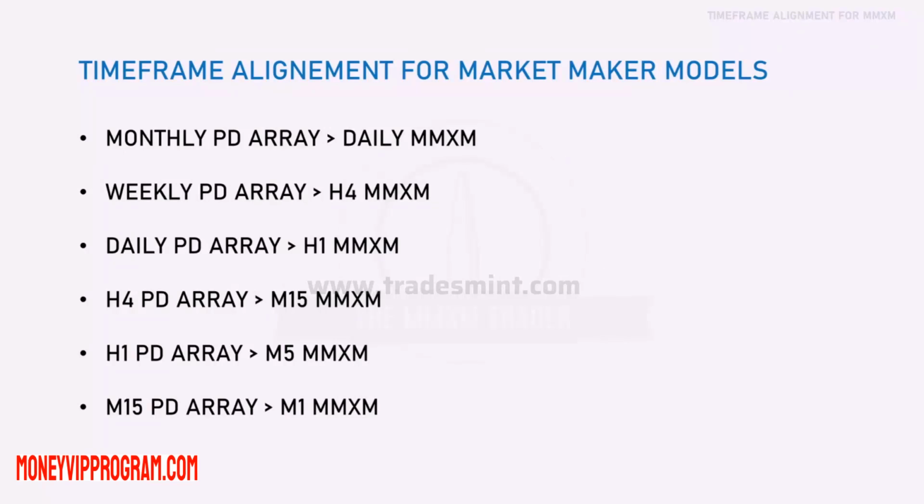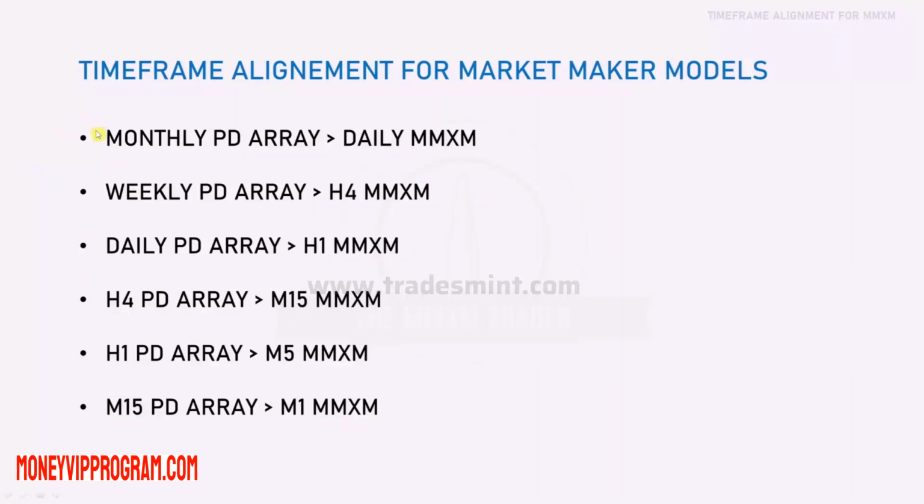We're going from a monthly PD array into a daily market maker model. We go from a weekly PD array into a 4-hour market maker model, a daily PD array into a 1-hour market maker model, a 4-hour PD array into a 15-minute market maker model, then we have a 1-hour PD array into the 5-minute, and then eventually a 15-minute PD array into a 1-minute market maker model.